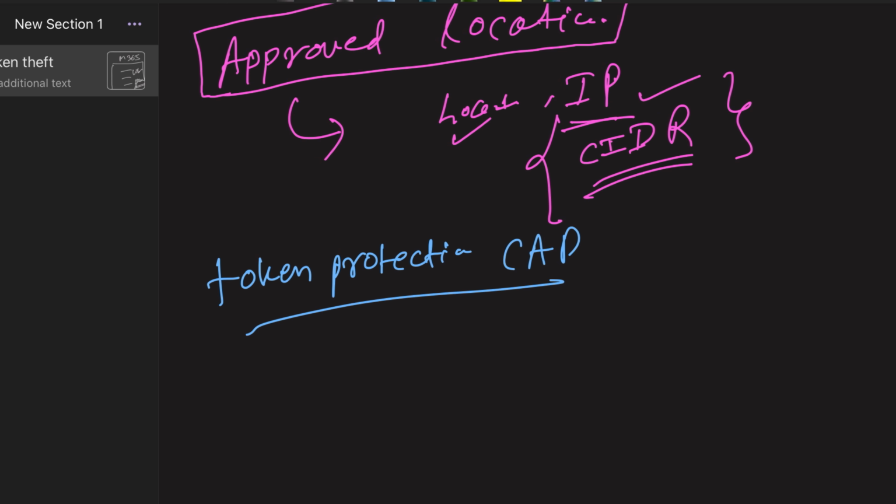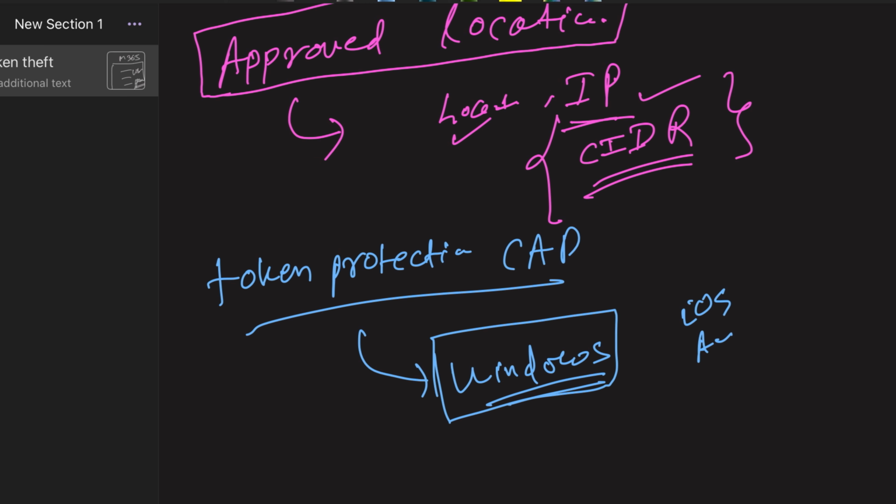One note you need to make is, for now the token protection conditional access policy can only be used for Windows devices. If you know that Microsoft has now enabled it for other devices such as iOS, Android, all those things, please let me know in the comment section. But as far as I know, this is only for Windows devices.